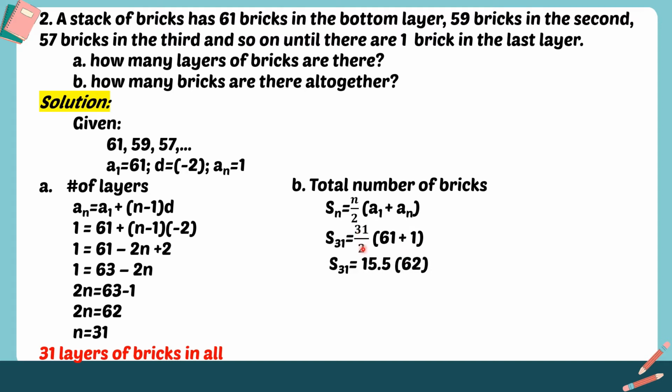Then, 31 divided by 2 is 15.5. 61 plus 1 is 62. Then, 15.5 times 62 is equal to 961. Ibig sabihin, yung total of bricks na kakailanganin natin is 961 dito sa ating stock of bricks.